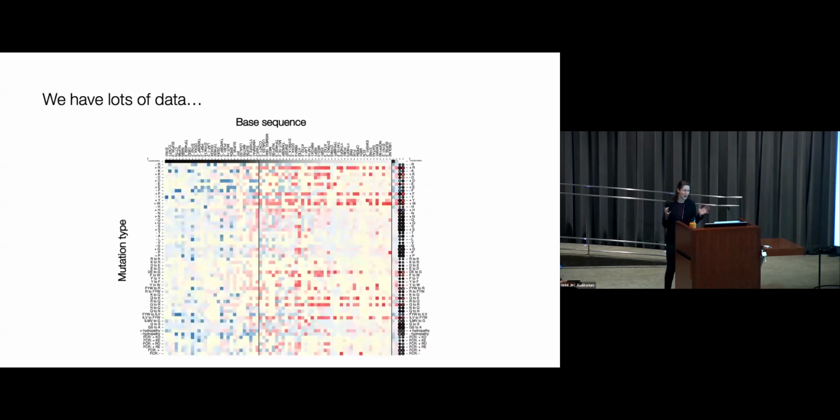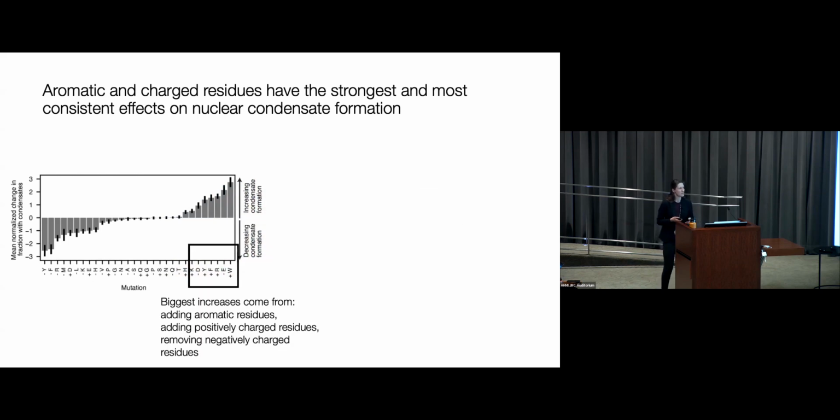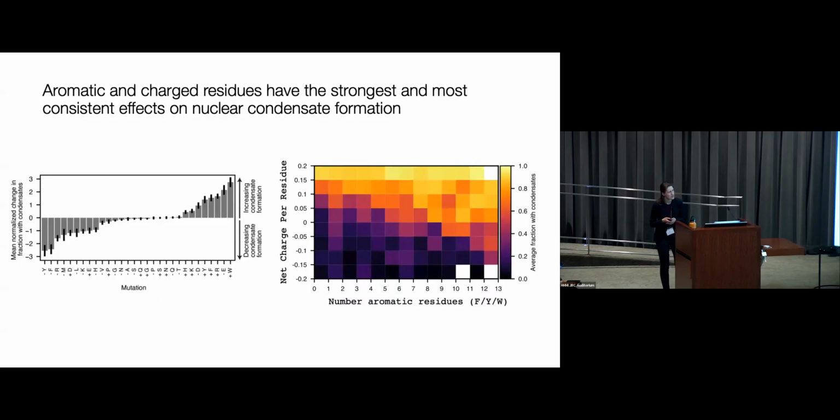So suffice it to say, we have lots and lots of data, way more than I can tell you about in 12 minutes. But just to highlight one interesting finding, we found that aromatic and charged residues tend to have the strongest and most consistent effects on nuclear condensate formation across different sequence contexts. Here we're looking at individual amino acid substitutions and their impact on condensate formation. And we can see that the biggest increases come from adding aromatic residues, adding positively charged residues, or removing negatively charged residues.